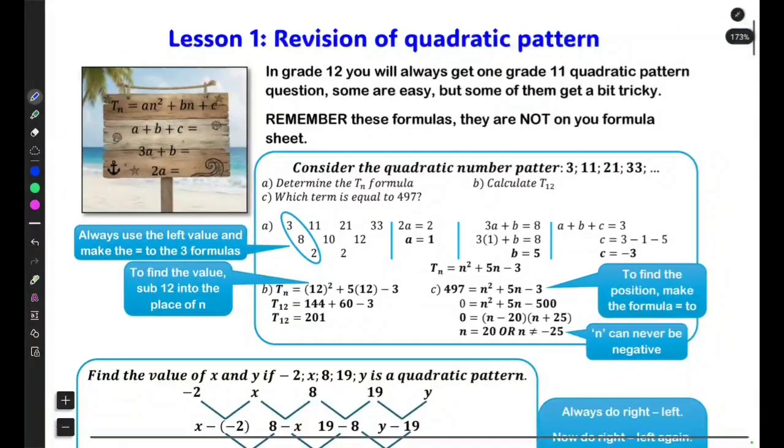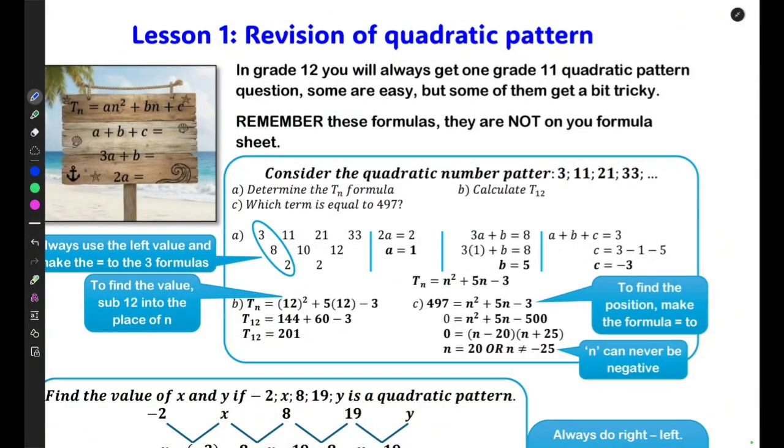Okay, let's start. If I read that top sentence, in grade 12, you'll always get one or two or three grade 11 number pattern questions. Okay, but this is not going to be the simple ones where it's just get the formula. There's normally some kind of trick to it where you need to get the maximum term or prove that it's always positive or something like that. But let's go through the basics so that we can build up to that point.